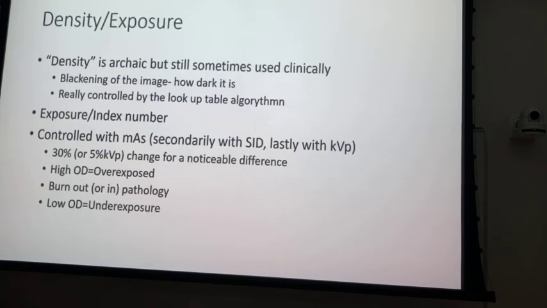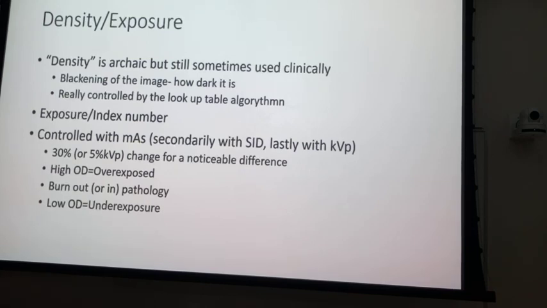It's controlled by mass because it's a direct relationship. It's a direct relationship in every way. If you increase your mass by 100%, then you exactly double the exposure to the image receptor. It's predictable, and it is direct in every way.